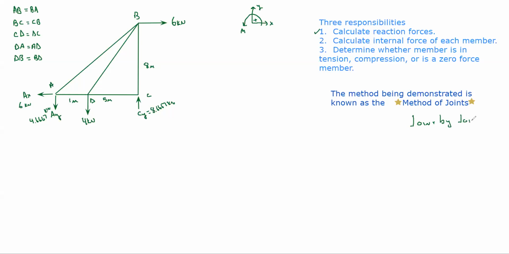And as we go joint by joint, we're going to choose a joint each time. Choose a joint with 2 or fewer unknown member forces.